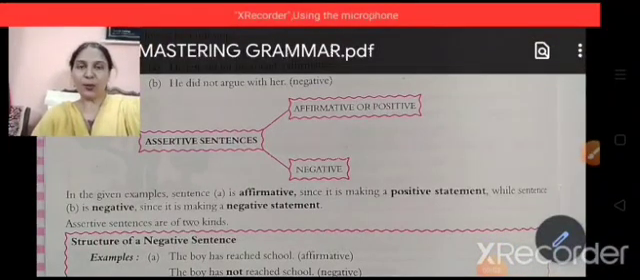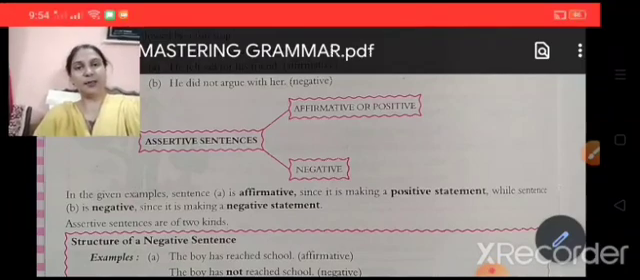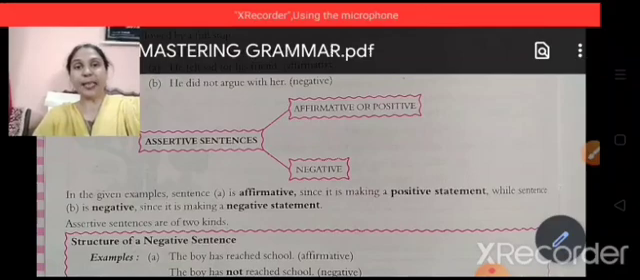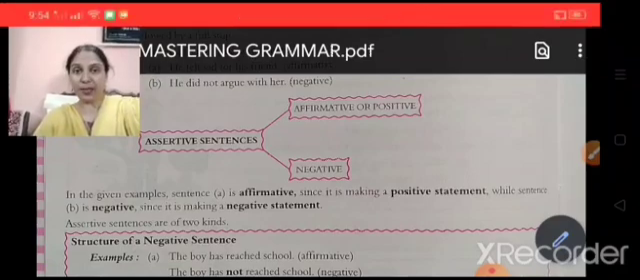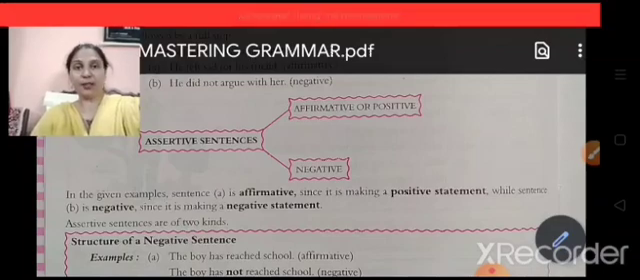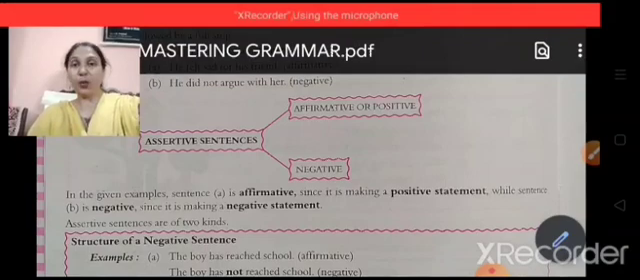As you all know, there are four types of sentences. First is declarative or assertive sentence. Second is imperative sentence. Third is interrogative sentence. And fourth is exclamatory sentence. So today we are going to discuss interrogative sentence and exclamatory sentence.